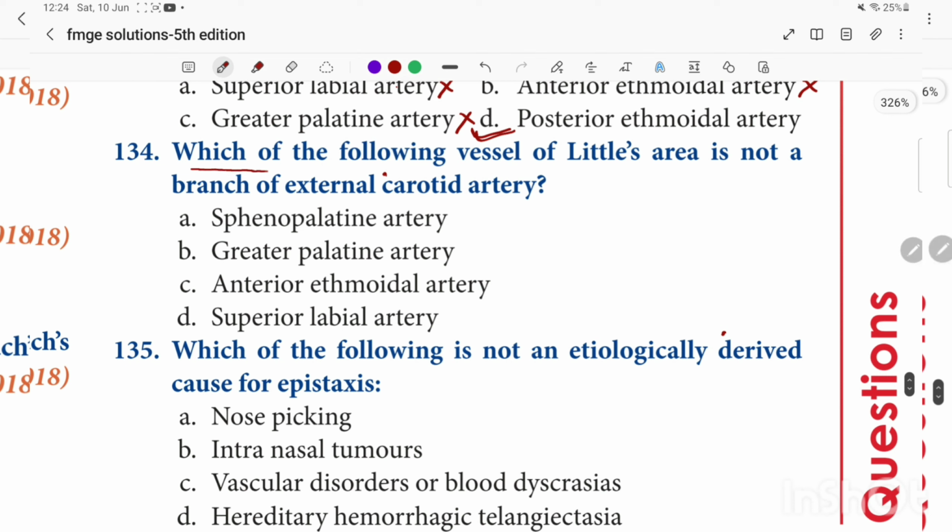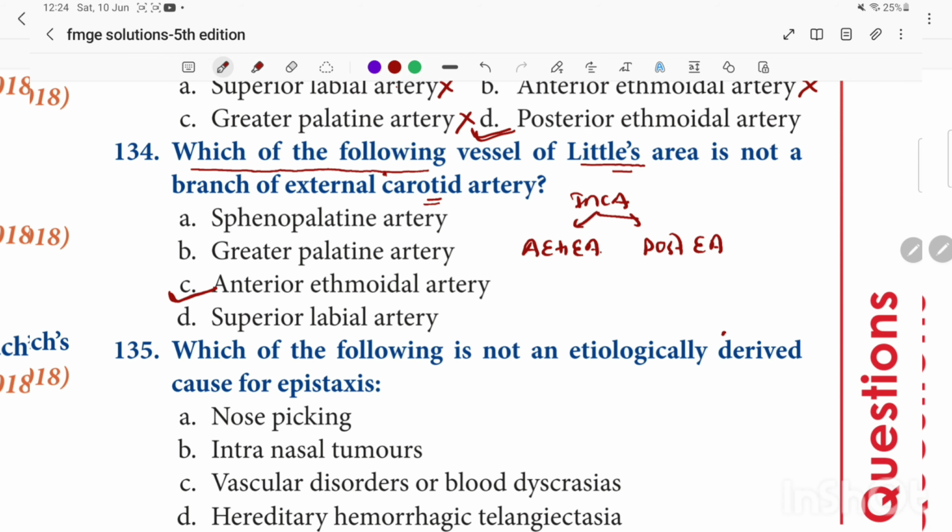Which of the following vessels of Little's area is not a branch of the external carotid artery? The internal carotid artery branches are the anterior ethmoidal artery and posterior ethmoidal artery. So which one is the answer? Anterior ethmoidal artery.